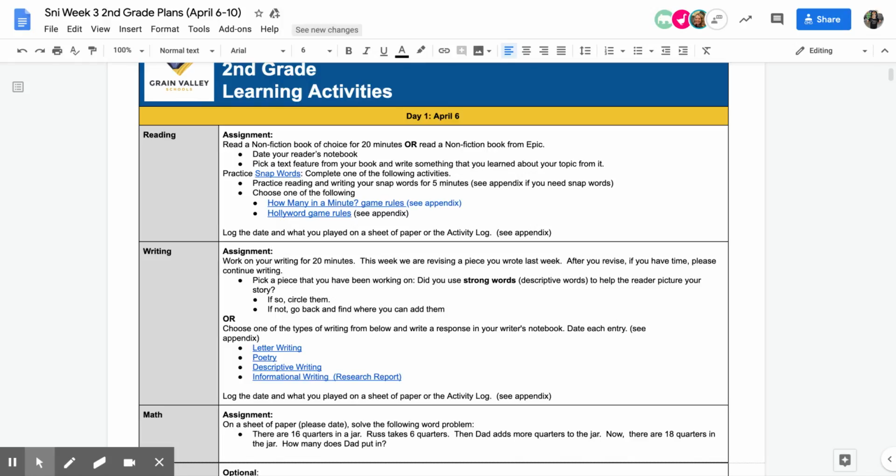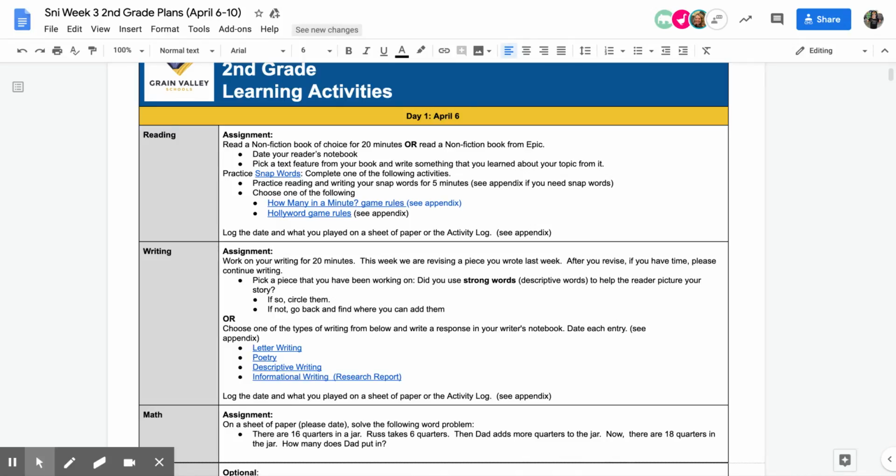And today we are going to do some nonfiction. Remember, nonfiction is true information that we're reading. So for reading, you're going to read a nonfiction book of your choice for 20 minutes or read a nonfiction book from Epic. And in your reader's notebook, pick a text feature from your book and write something that you learned about your topic from it.